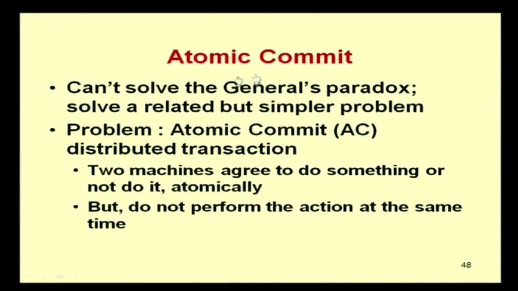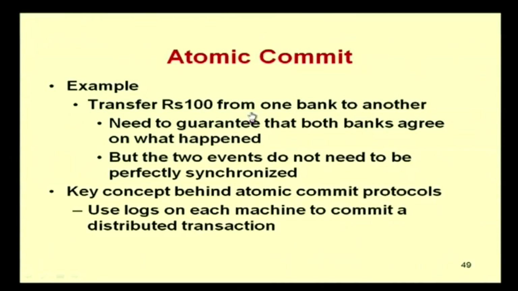So, here the problem is that we cannot solve the general's paradox, but we solve a relatively simpler problem called atomic commit in a distributed transaction. This means two machines agree to do something or not do it atomically: either they do it fully or do not do it, but do not perform the action at the same time. For example, you want to transfer 100 rupees from one bank to another. You need to guarantee that both banks agree on what happened, but the two events do not need to be perfectly synchronized. The key concept behind atomic commit protocols is that you use logs on each machine to commit a distributed transaction.